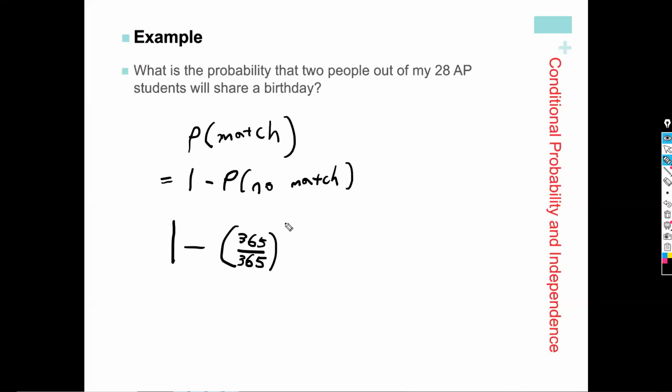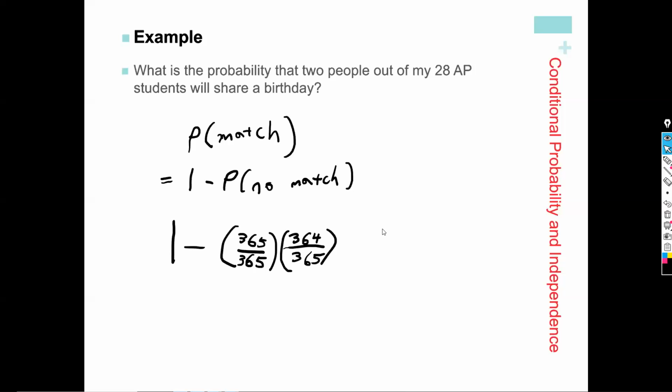But when I go to my second person, if I want to avoid a match, then that means that I need this person to not match whatever day it was that that person had a birthday on. So that means we need 364 out of 365. So they have 364 days to choose from, because they can't match with the day that this first person had.